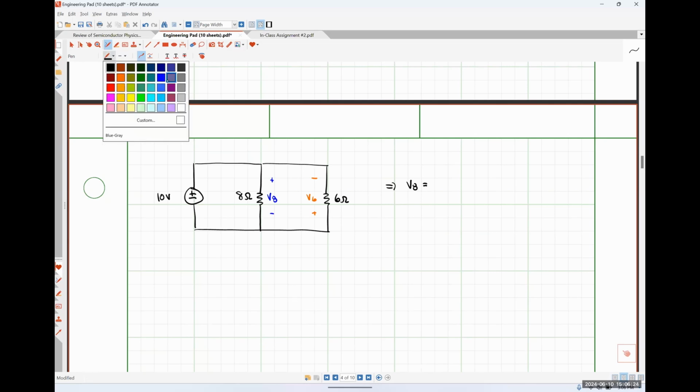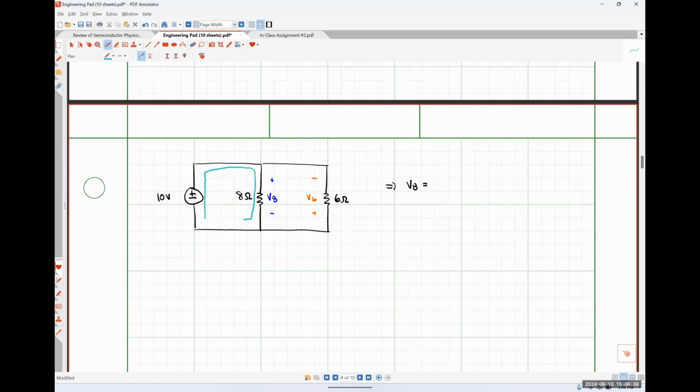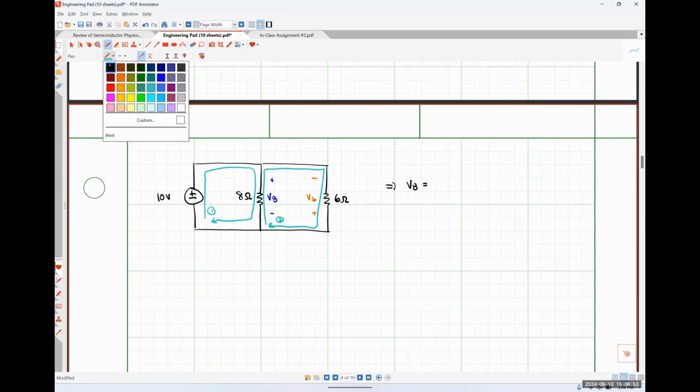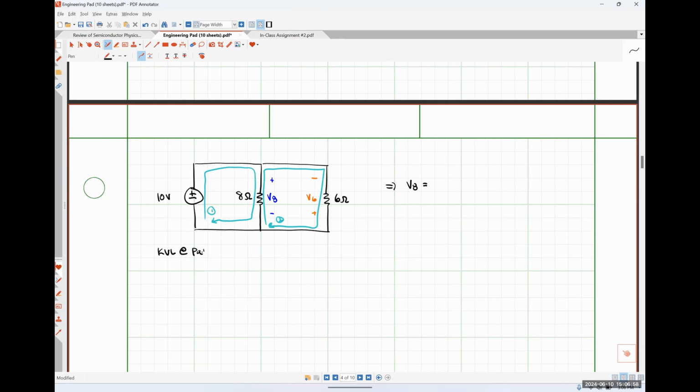The 8 ohms times I. So let's define a path here. Okay, so I really only have two options for a path that involves that voltage V8. I could do this path, arbitrarily choosing a clockwise direction, or I could do this path, once again, arbitrarily choosing a clockwise direction, right? So let's look at what happens when I do KVL at path 1.